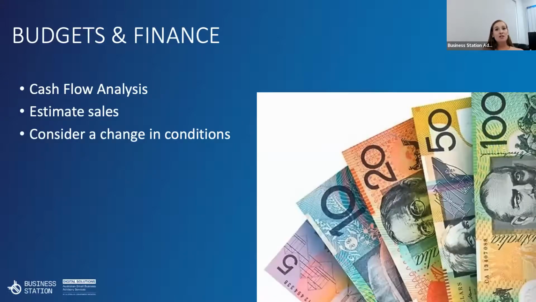All right, then you've got your budgets and finance. So in this section of your business plan, build a simple financial plan. All business plans should contain financial information. You will include a cash flow analysis. You'll estimate sales, and you'll have to consider a change in conditions.